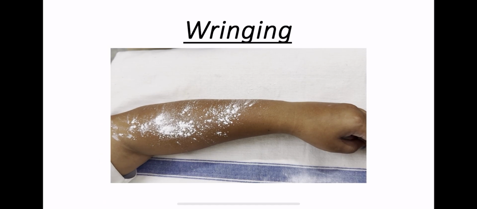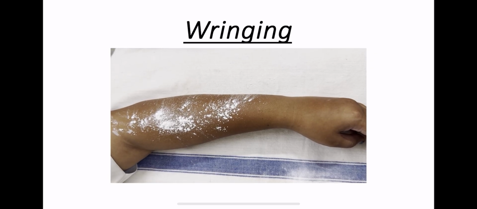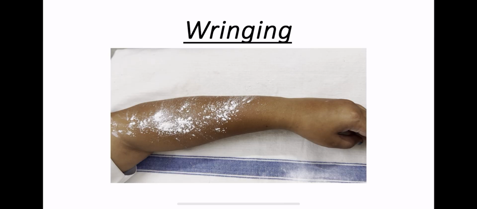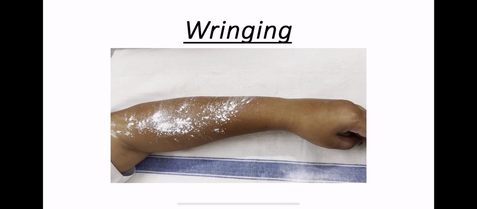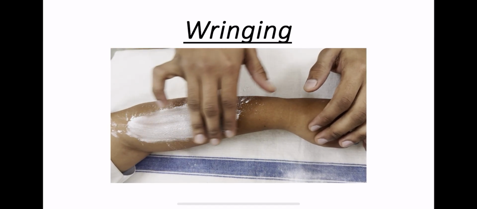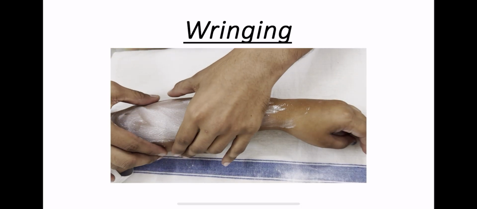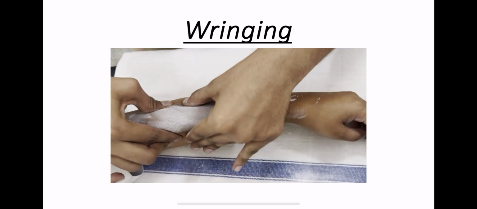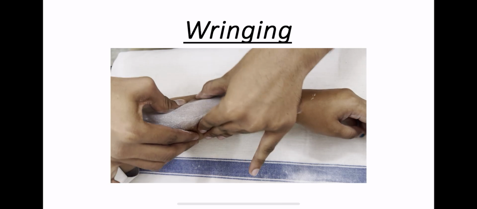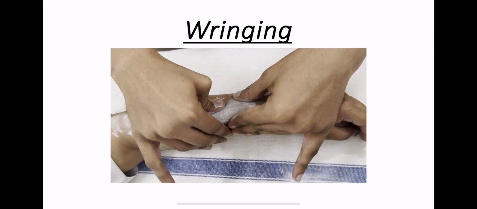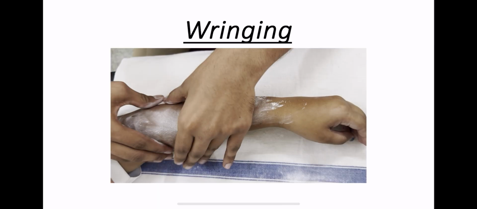Wringing. The grasp and placement of the hands are similar to that of picking up, with the only difference that in this technique both hands are used. The technique is initiated by pulling the fingers of the right hand to pull and lift the skin from the underlying structure. At the same time, the left thumb pushes the skin in the opposite direction. It is an extremely useful technique for mobilization of adherent skin.